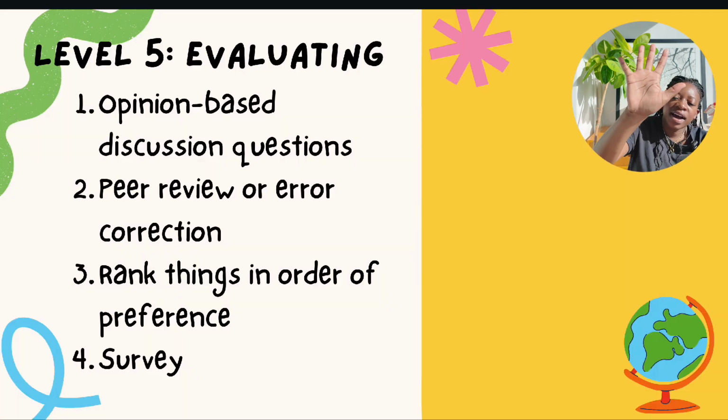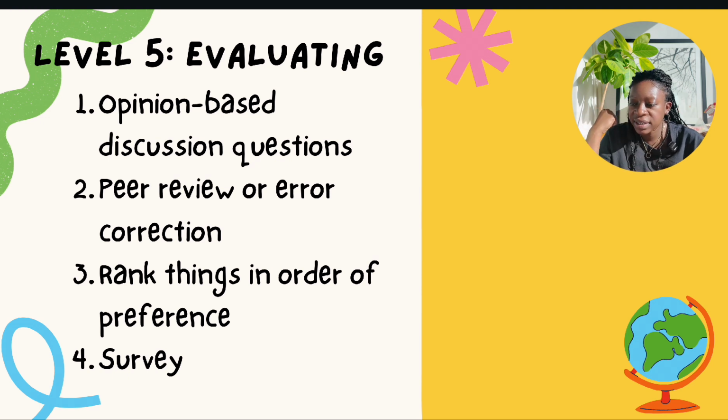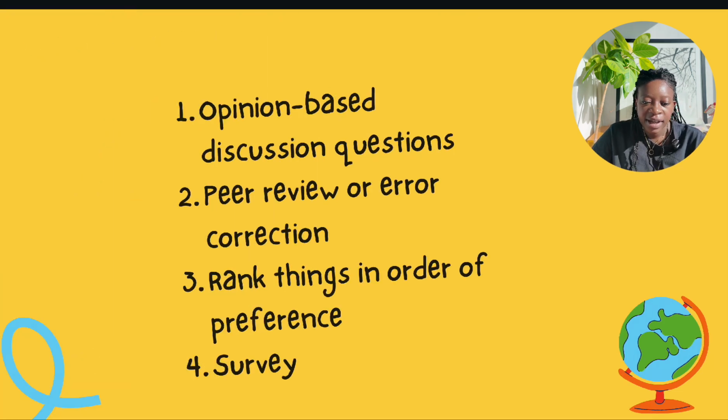Level number 5. Here, what we're trying to get our students to do is to share ideas, rank items based on preferences, and answer questions about judgment and about opinion. So we're getting our students to practice that. And it's important for our students not just to be accurate, but to also learn to be able to share opinions, even if those opinions are wrong.